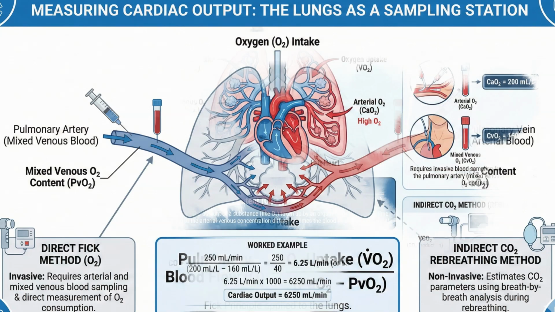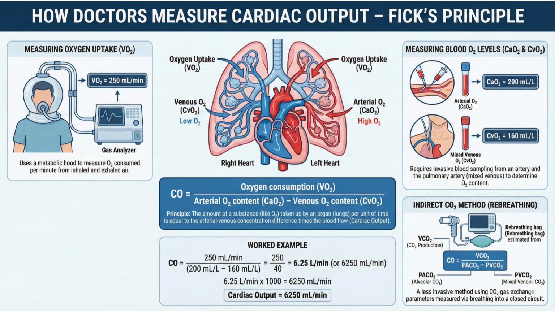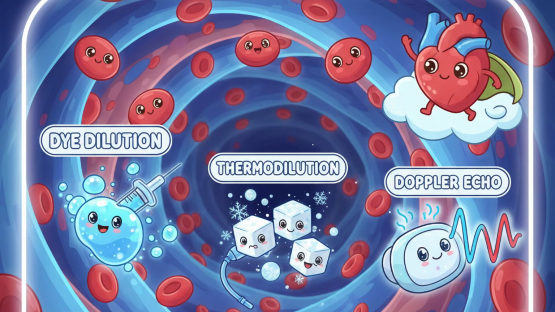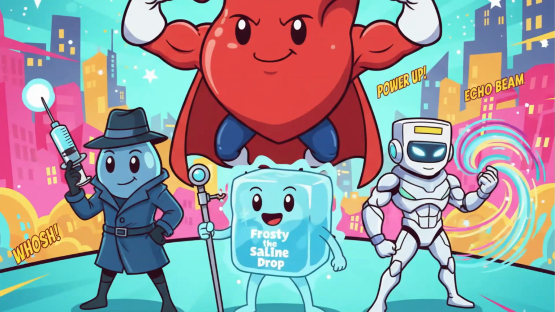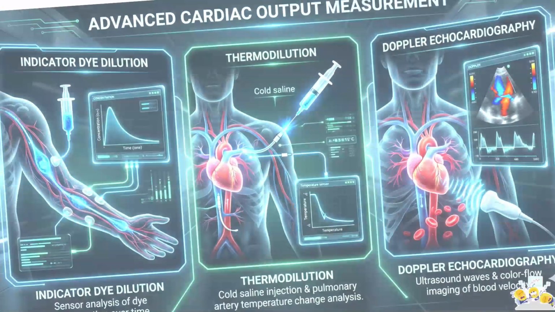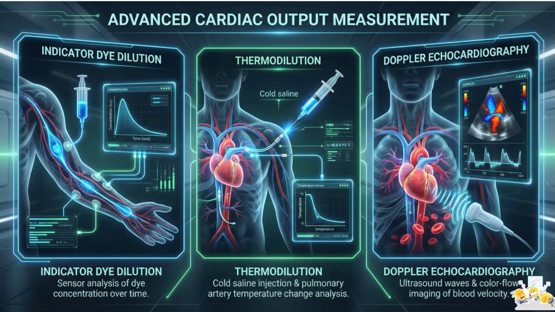And because we're talking about the lungs, which handle blood flow for the entire body, this flow is equal to our cardiac output. It's a brilliant indirect way to see how well the heart is working. Of course, these days, there are plenty of other ways to do it. The dilution method is a similar idea to Fick's. Thermodilution is pretty cool. You inject some cold saline and measure how the blood temperature changes downstream. And now we have amazing non-invasive tools like Doppler echocardiography, which uses ultrasound to literally watch the blood flowing and measure it directly.